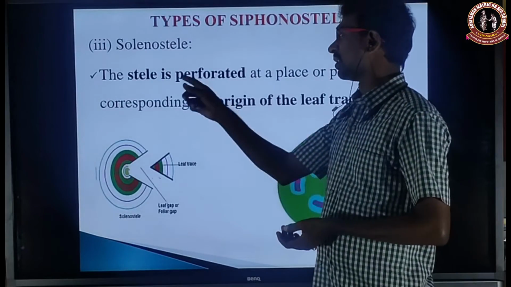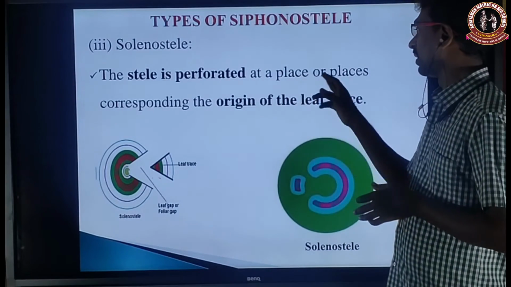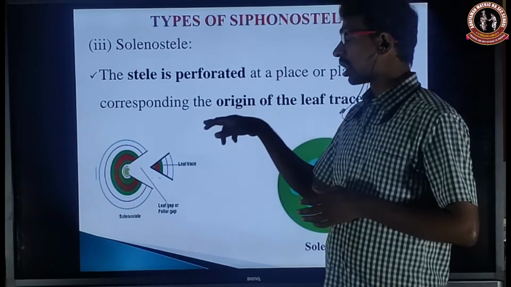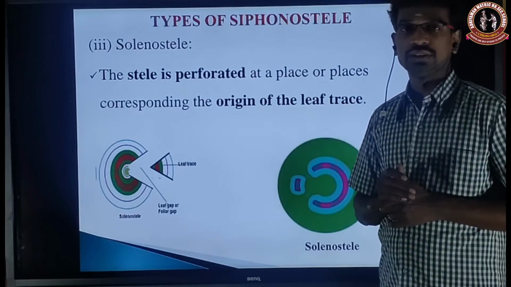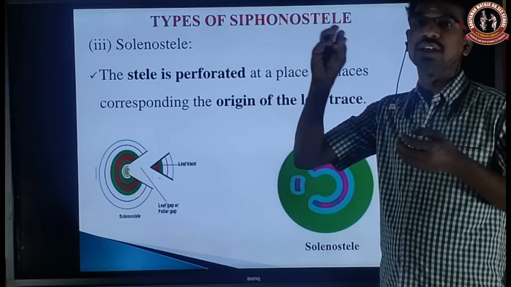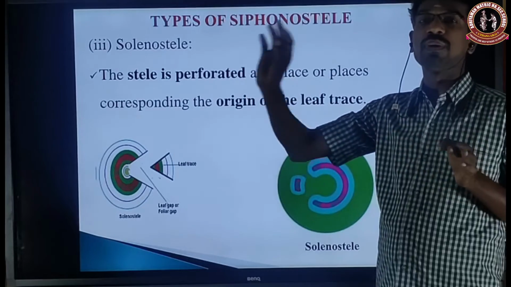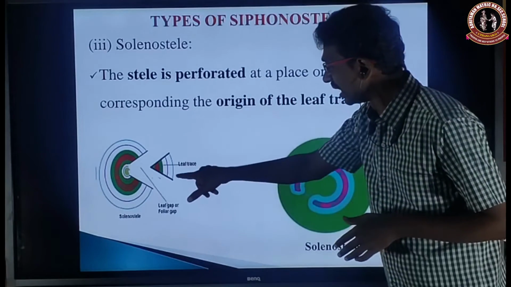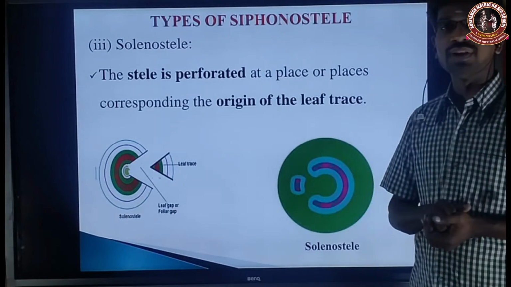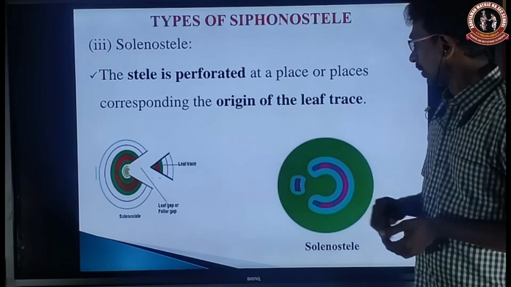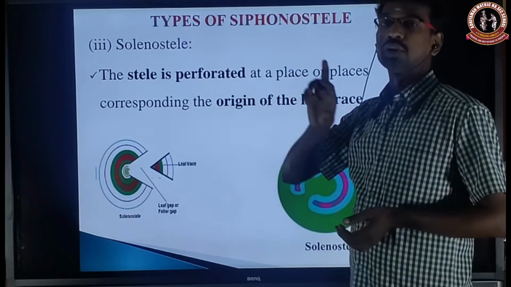Solenostele. The stele is perforated. I already told you, the stele is perforated at the place corresponding to the origin of the leaf traces. So here the continuation of the vascular tissues occurs until the tip of the leaf. So here the leaf trace is present. That means the leaf originates from the vascular tissues. So a leaf gap is present. That is perforate. That is a solenostele.